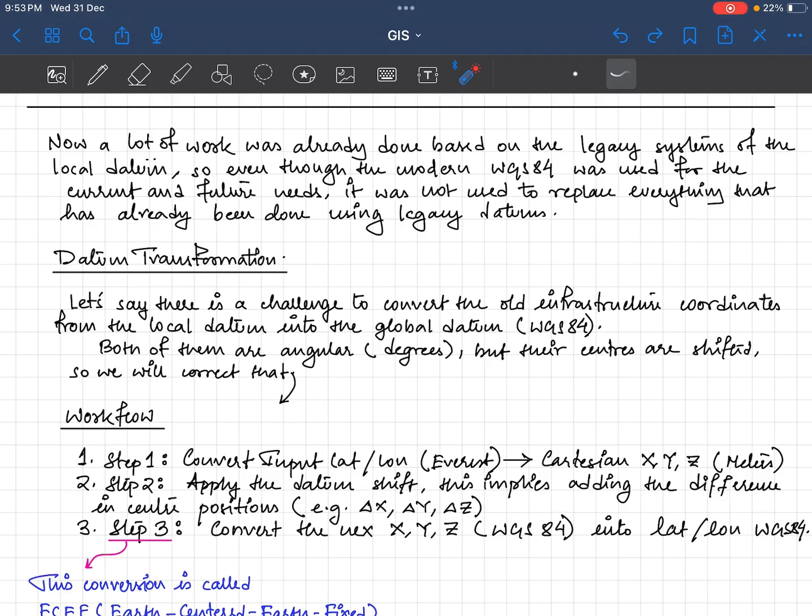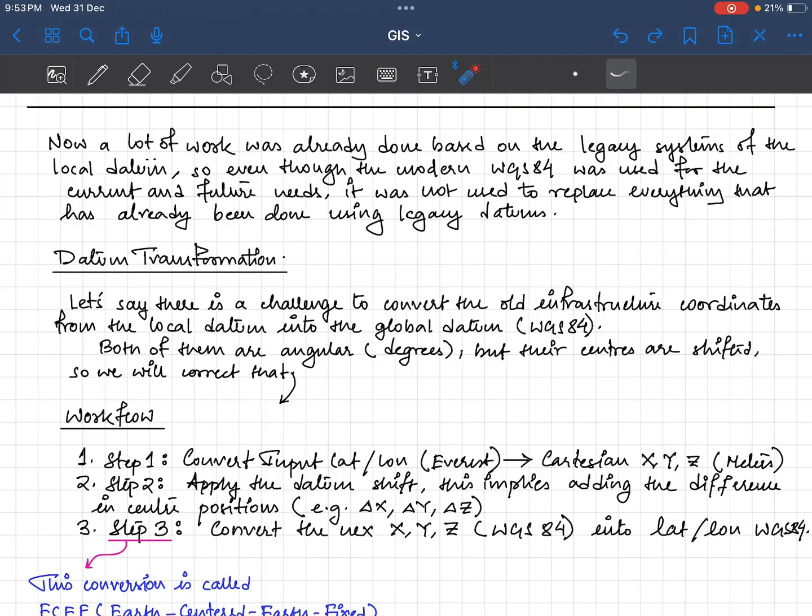Now a lot of work was already done based on the legacy system. Monuments and infrastructure like buildings, bridges, etc. were already made using the local datum of the countries. Now that the world was shifting towards a global datum, there has to be some interoperability between the local and global datum. Otherwise, the old things will become redundant, and it's very expensive and tedious to rebuild them based on the new global datum. So then came the concept of datum transformation: how do you transform one datum into another, and vice versa.